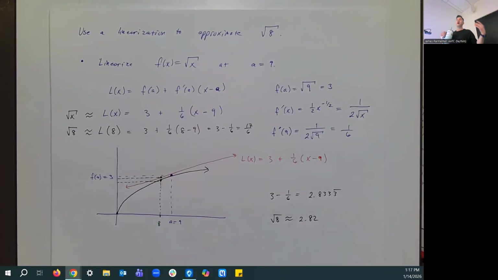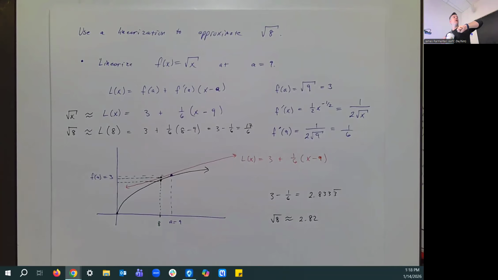So that's the idea of a linearization, the equation of a tangent line: we can use it to approximate things. It's easy to calculate with, easy to plug numbers into, and it's a good approximation of the actual function near the point of interest.